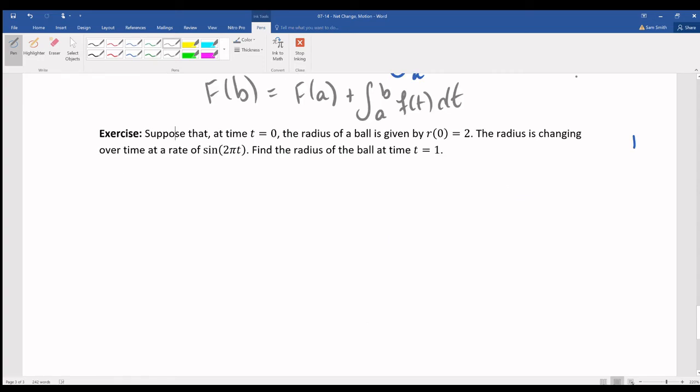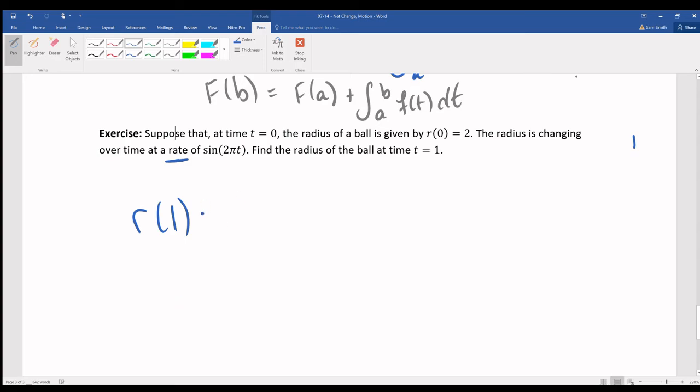Let's apply that principle to the following example. Suppose that at time t equals 0, the radius of a ball is given by r of 0 equals 2. The radius is changing over time at a rate of sine 2 pi t. So find the radius of the ball at time t equals 1. So what we are looking for is the radius of the ball at time 1.